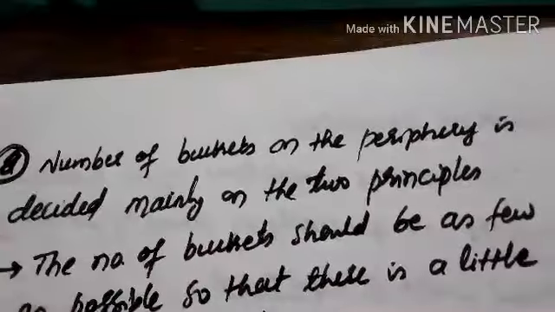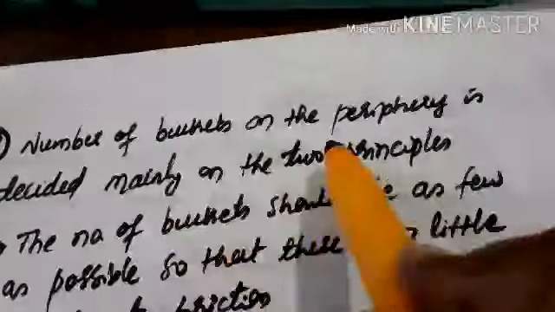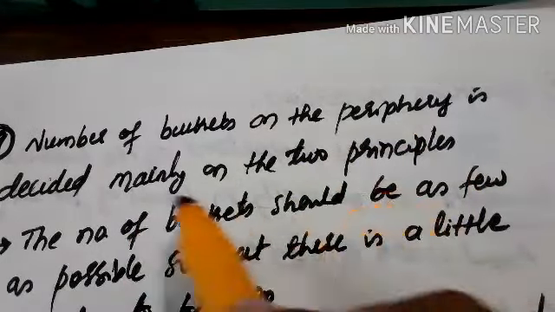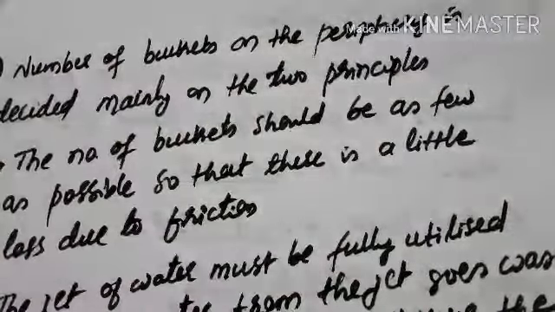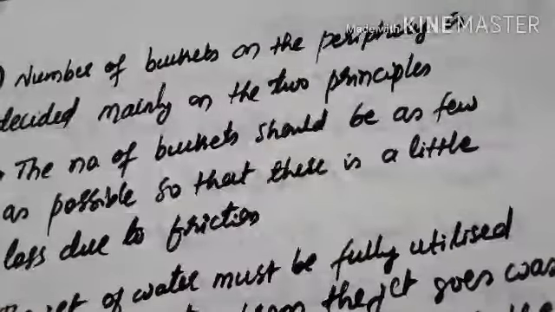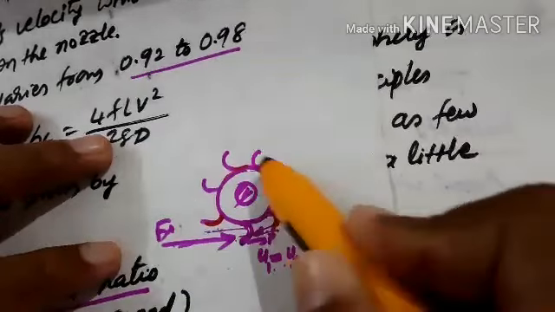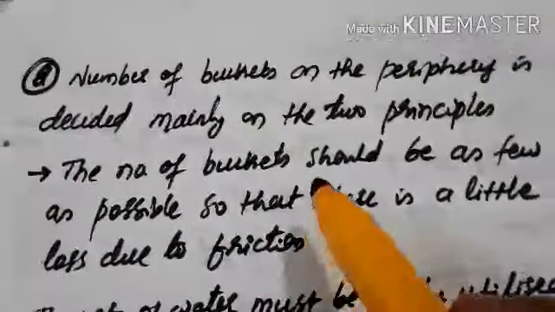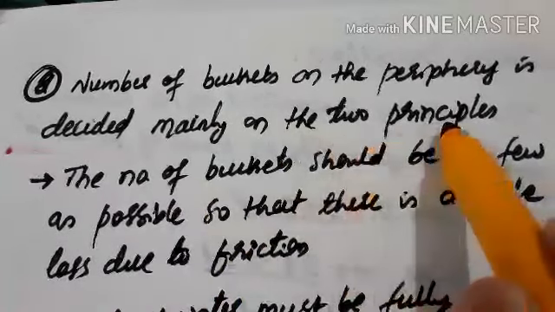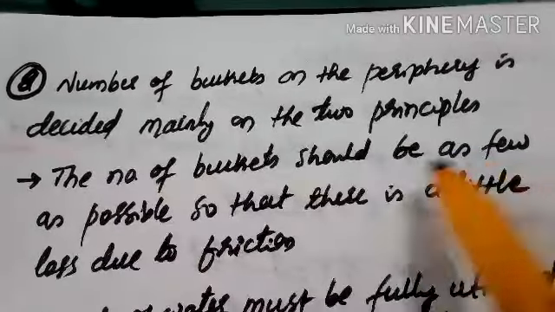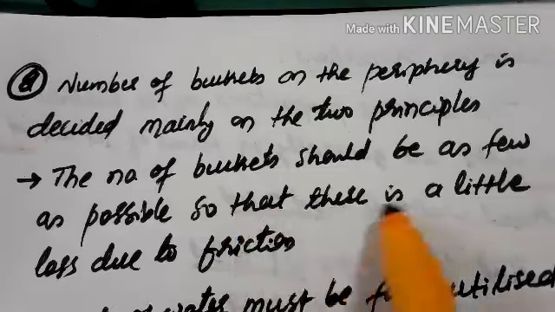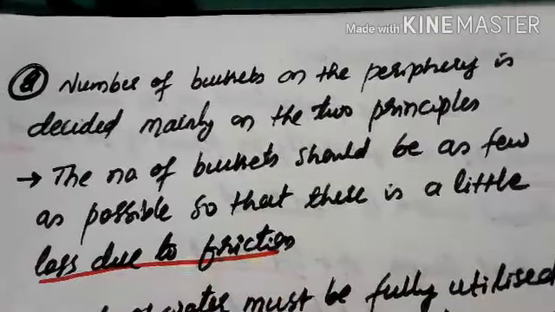The next proportion is the number of buckets on the periphery. The number of buckets on the periphery is decided mainly on two principles, that is, the number of buckets provided on the wheel of the Pelton wheel. The first principle is that the number of buckets should be as few as possible so that there is little loss due to friction.